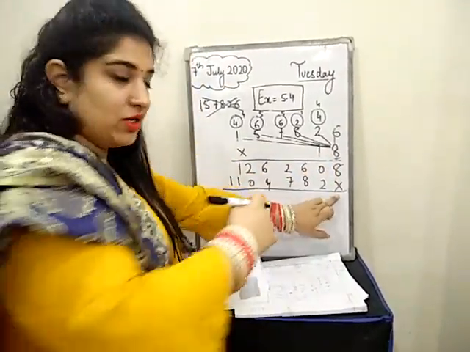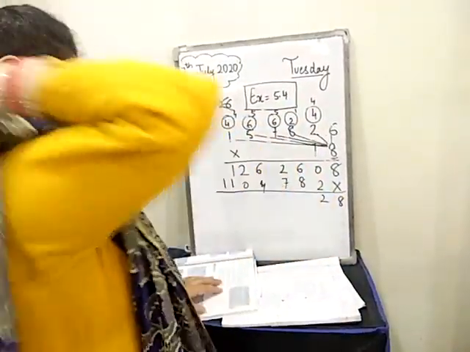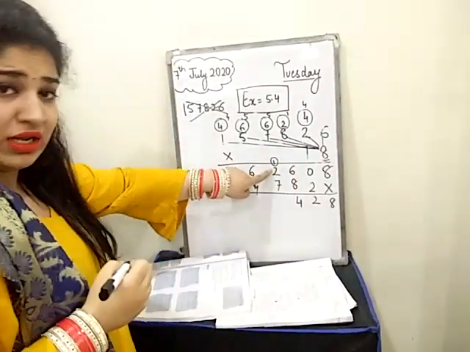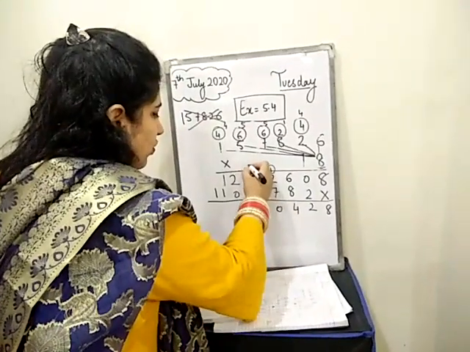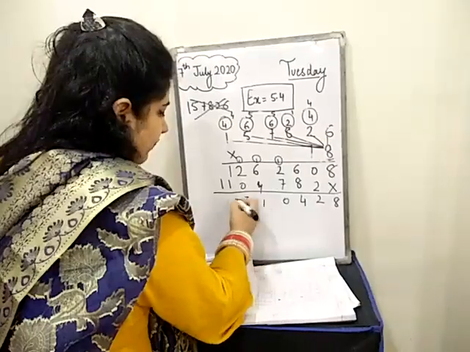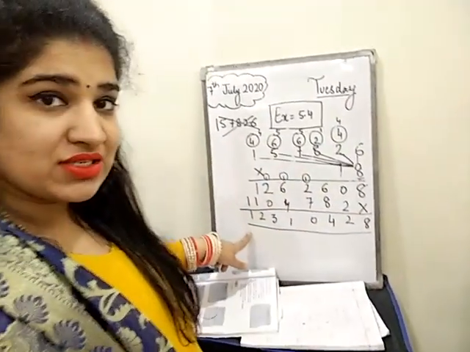So 8 and cross, that is 8 only. Here it will be 2. Here it will be 4, that is 14. So 4, carry 1. So here only you will write carry. Now here it will be 10, 0 carry 1. Here it will be 11, carry 1. So 3, 2, 1. This is your answer?